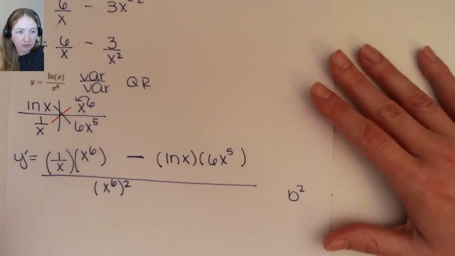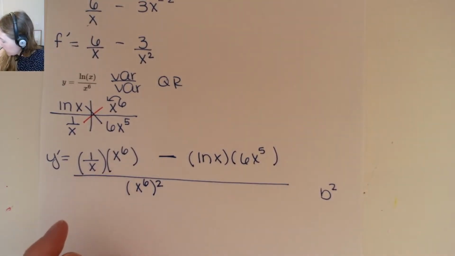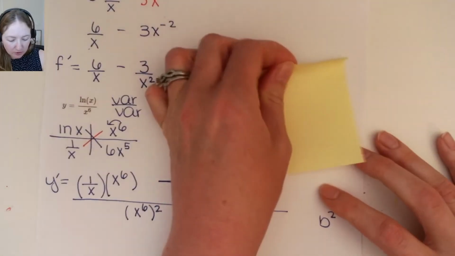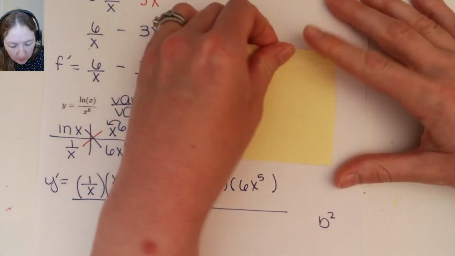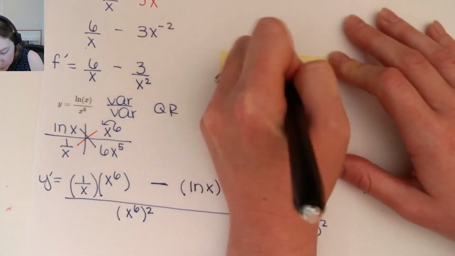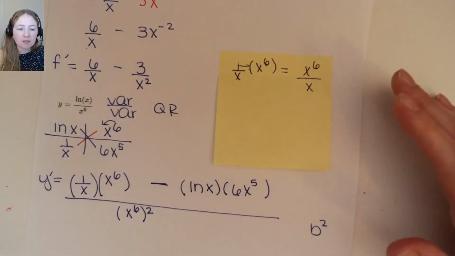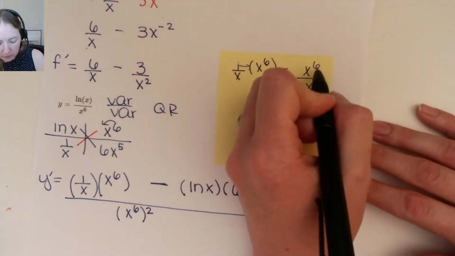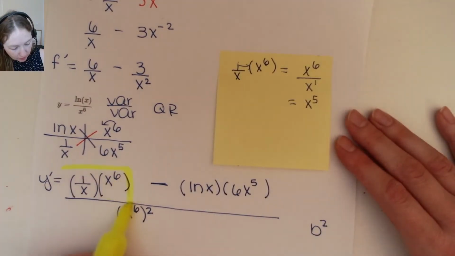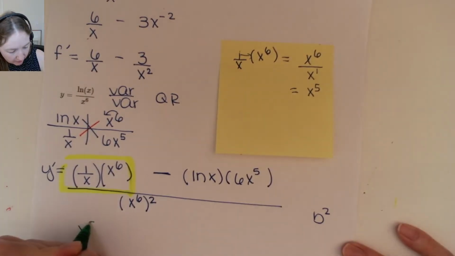Now we do want to simplify this if at all possible. So the first simplification comes with this 1 over x times x to the 6th power. There you would multiply straight across, and I'll just do this off to the side here. So this 1 over x times x to the 6 would become x to the 6 over x, right, when you multiply straight across. Then you would be able to subtract your exponents, so 6 minus 1, to get x to the 5th.